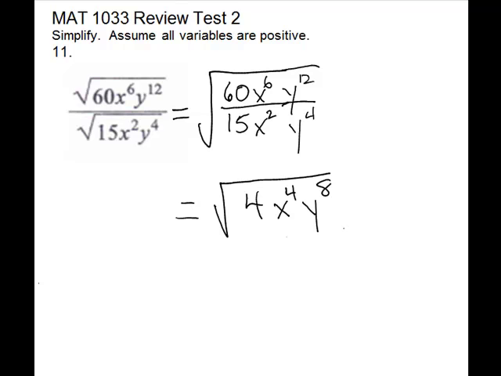So now we have just one radical, and this one is all actually perfect squares. For 4, the square root is a 2. For your variables, divide by the index. 2 into 4 will go 2 times. It goes even. And for the y, 2 into 8 will go 4 times. So this one simplifies without a radical to 2x squared y to the 4th.